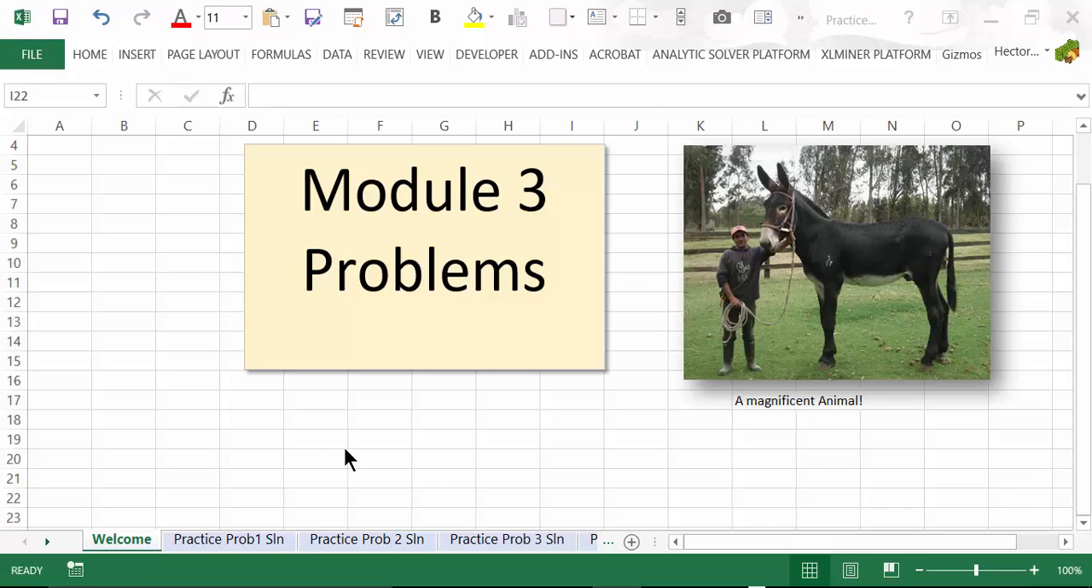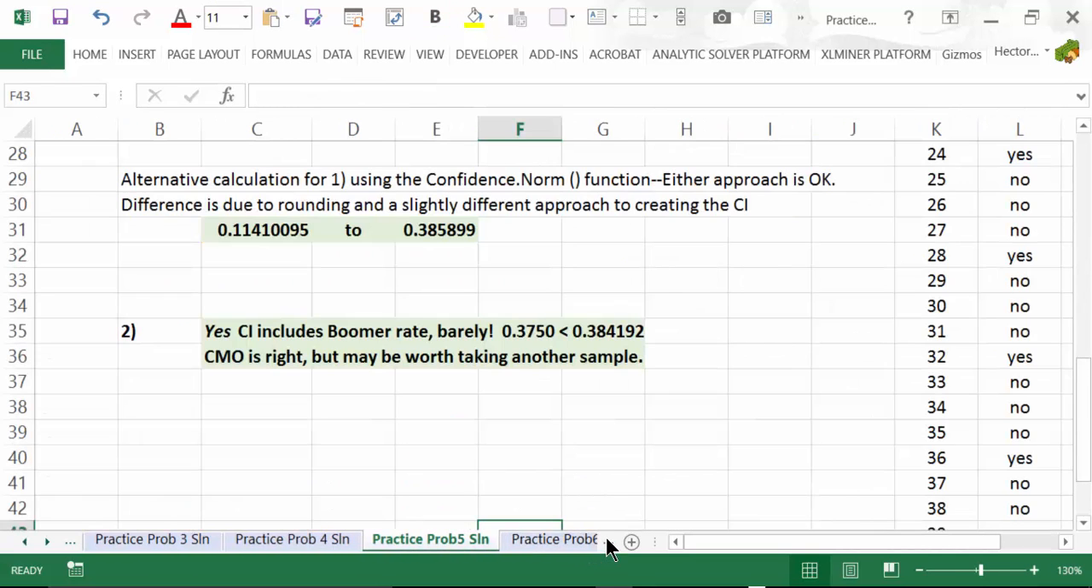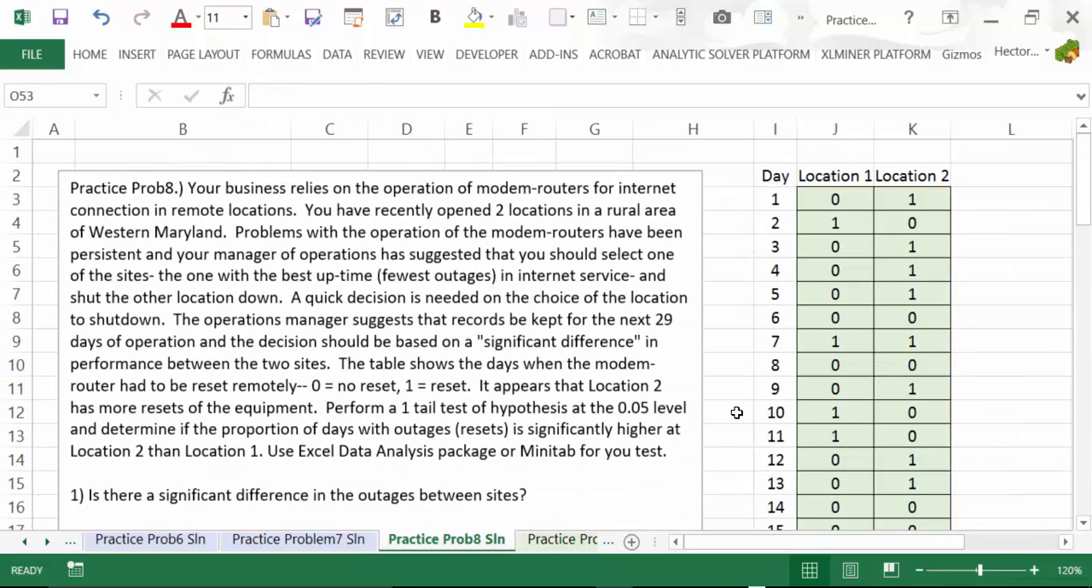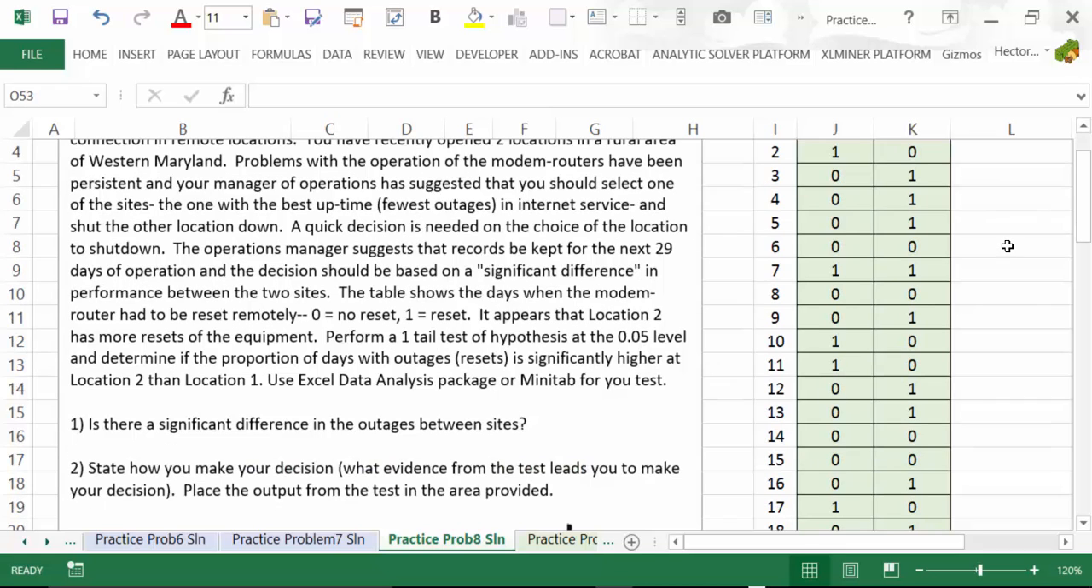Hi folks, let's do problem 8 in module 3. We'll find that it's relatively similar to our problem 7. Problem 8 is a situation where we're going to do a hypothesis test. We're looking at two locations, location 1 and 2.